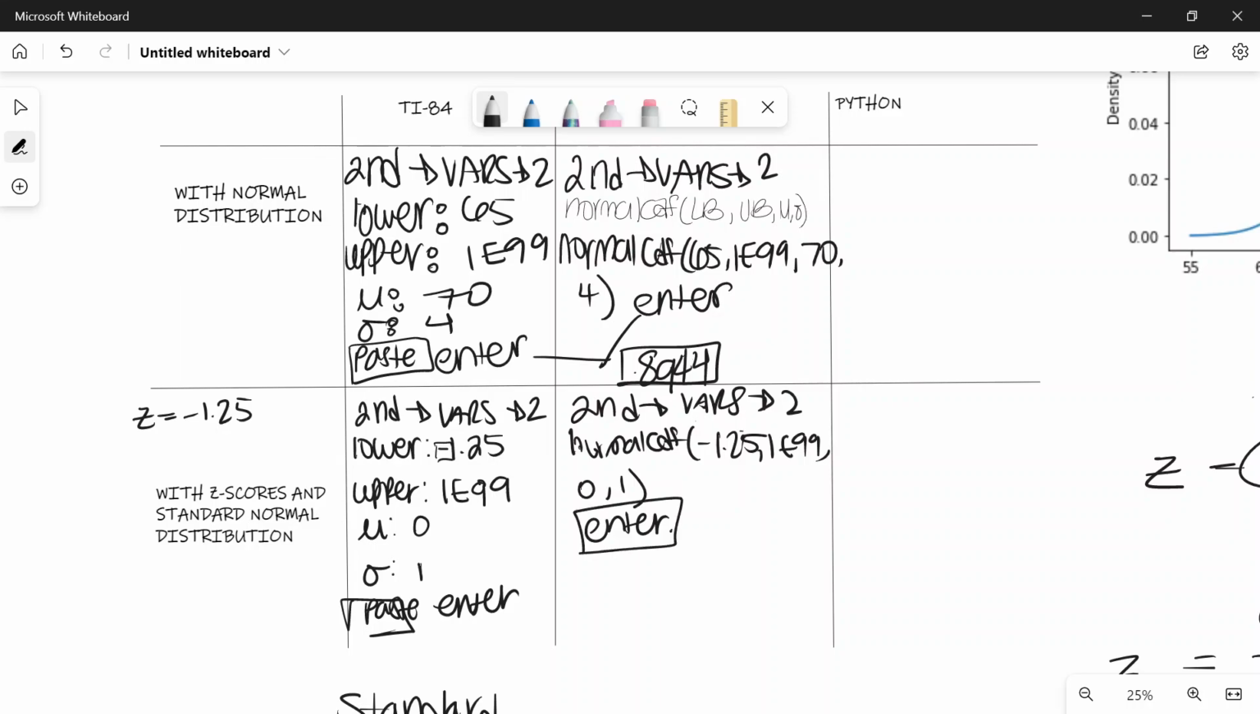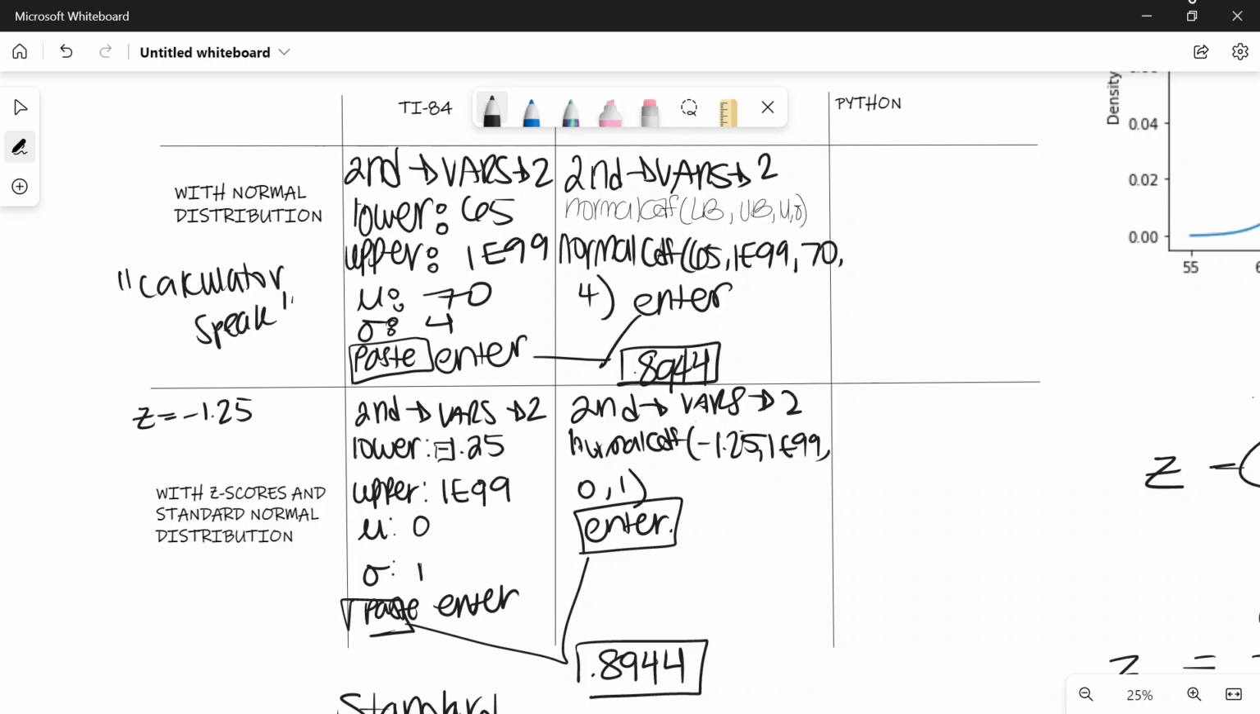So when you enter for both of them, you get 0.8944. So yeah, they basically just want you to do this with z-scores, right? Instead of using just the calculator speak, is what they call it in College Board. They don't like to see that on the AP test. They like to see your z-scores, that you understand basically what you're doing.